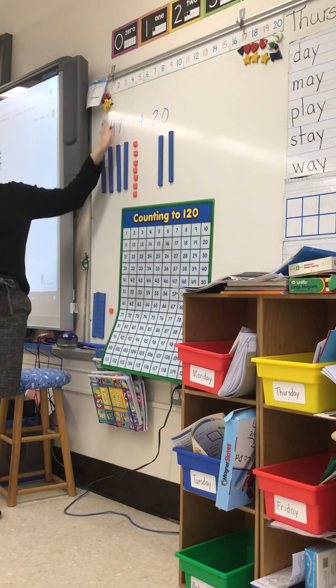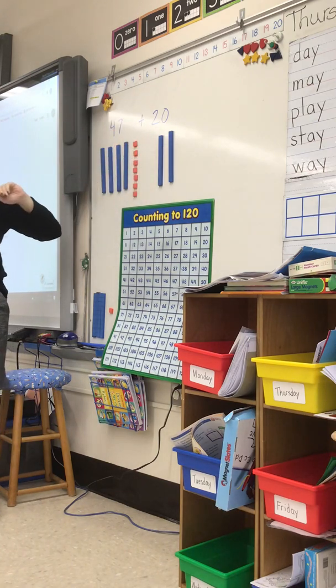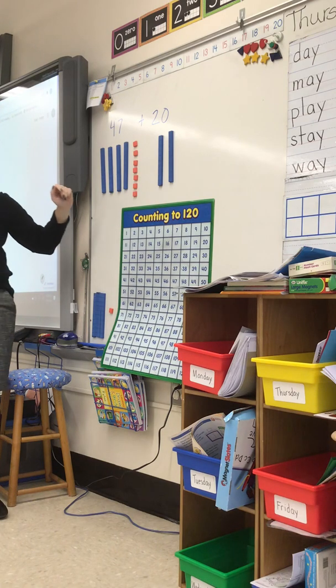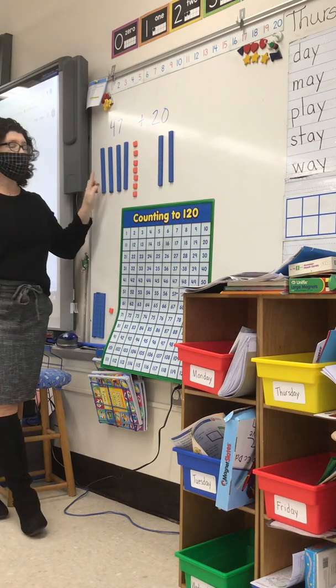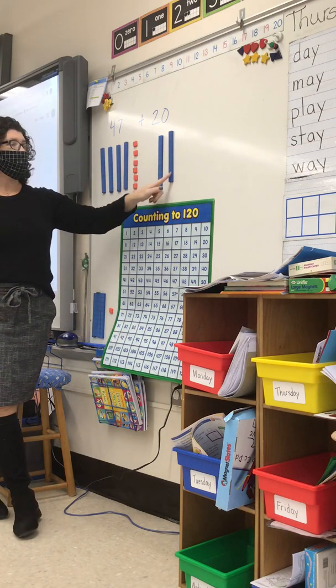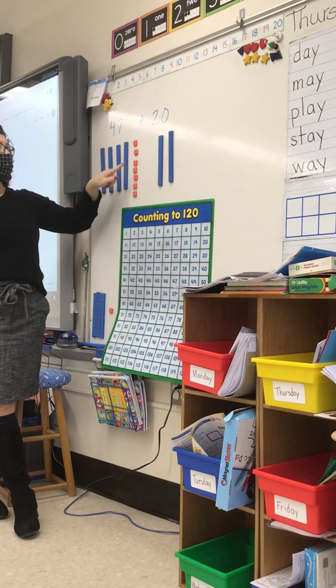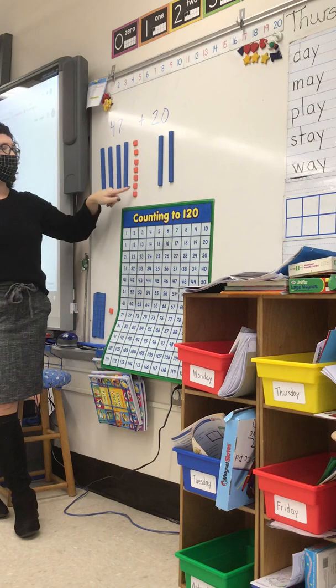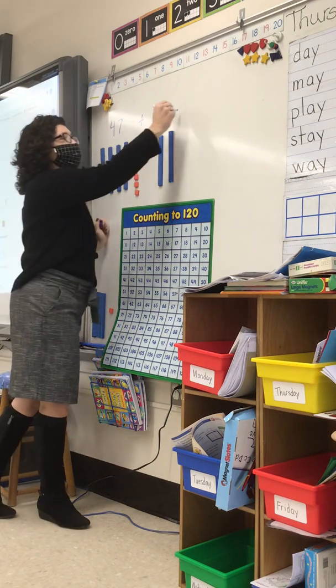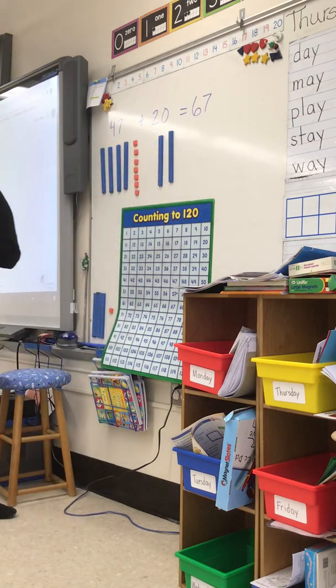Now, when we join these two groups together, we're going to count the 10s first, then the 1s. Touch and count with me what you have on your desk, and I'll do it up here on the board. Ready? 10, 20, 30, 40, 50, 60. Now count the 1s. 61, 62, 63, 64, 65, 66, 67. That would be our answer when we join those two groups.